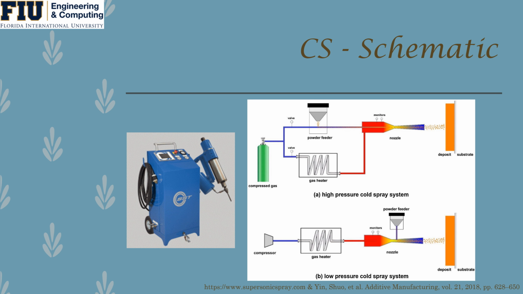As you can see in the figure on the left, from SST, this is an image of their low pressure system, in which you can see that it is a very small compact unit with the handheld gun on the right hand side. On the right hand side of the screen, we can see the differences between the low pressure and high pressure systems, in which one of the highlighting features is that the high pressure system uses a compressed gas, while the low pressure system uses an air compressor.